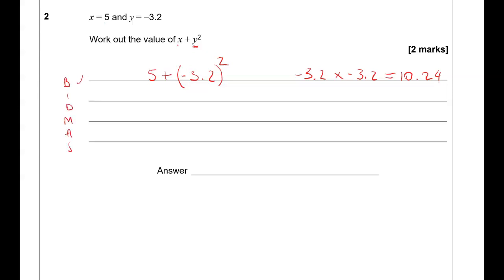You've got brackets in there, indices, so indices is powers. So I'll rewrite this as 5 plus 10.24. Now adding them together is 15.24, the answer.